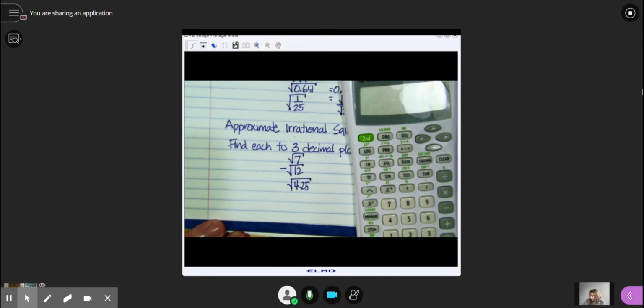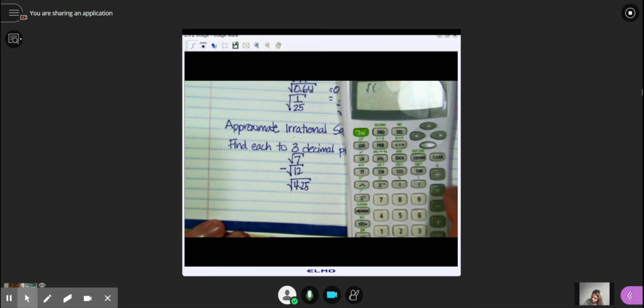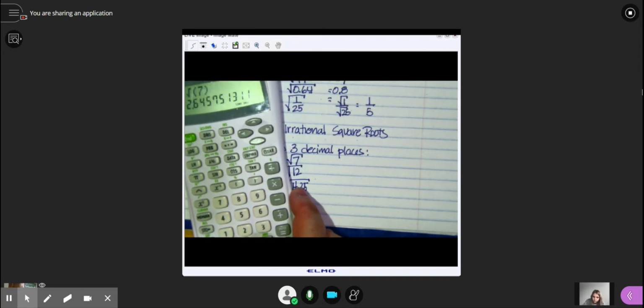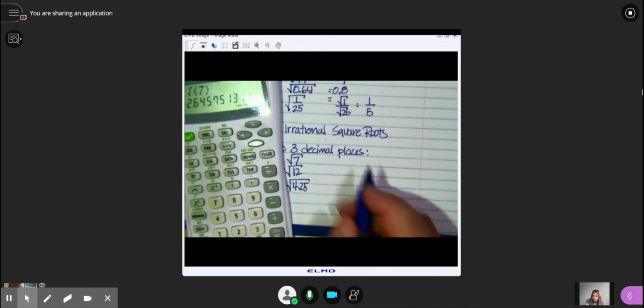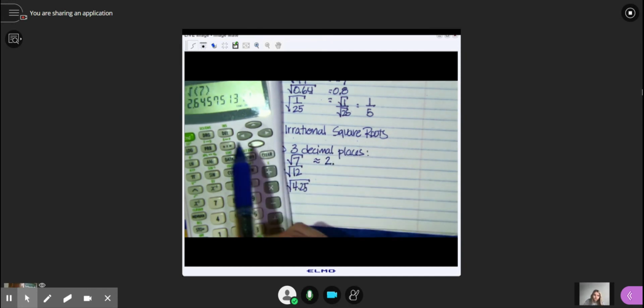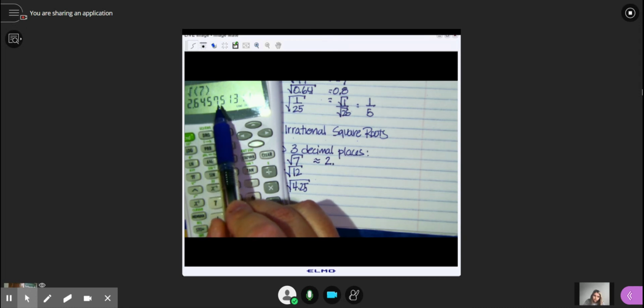These must be done on the calculator. So second square root 7, and you see how the decimal places carry out and fill up your calculator. This is an irrational number, meaning it does not end or repeat. It cannot be written as a fraction. And when we find the square root of 7 to 3 decimal places, this would be 2.645, and that 7 is going to round that 5 up to a 6.